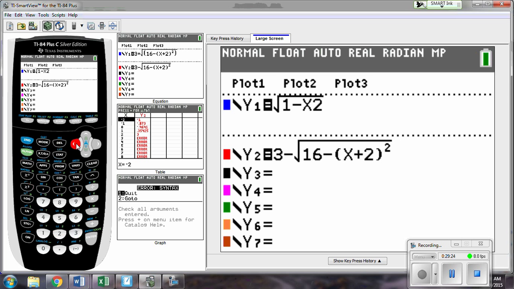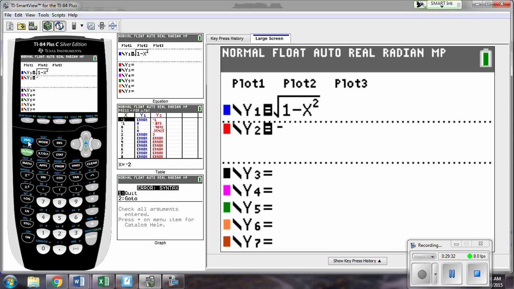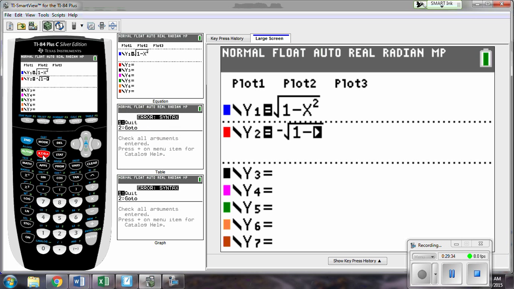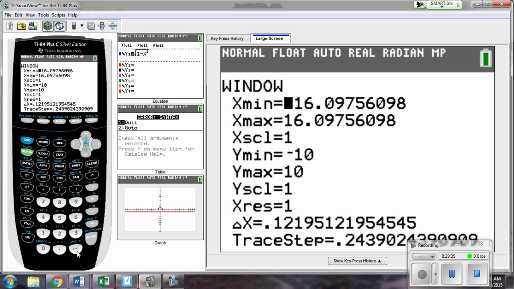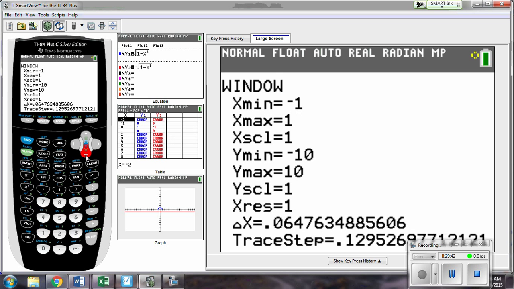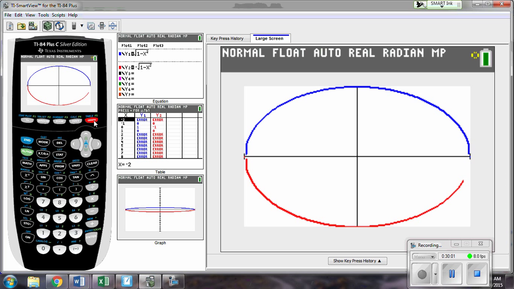And we will have the negative square root of 1 minus x squared. We were told to graph it in the window from -1 to 1, and our y coordinate, -1 to 1. And we can hit graph. Once again, we see the pixel problem where it doesn't actually look like a circle, but we're going to go with it anyway.